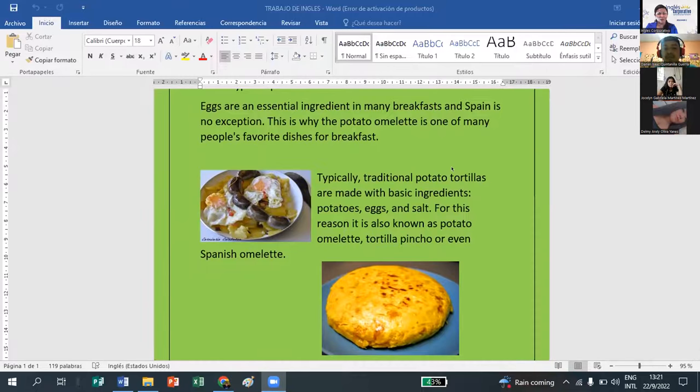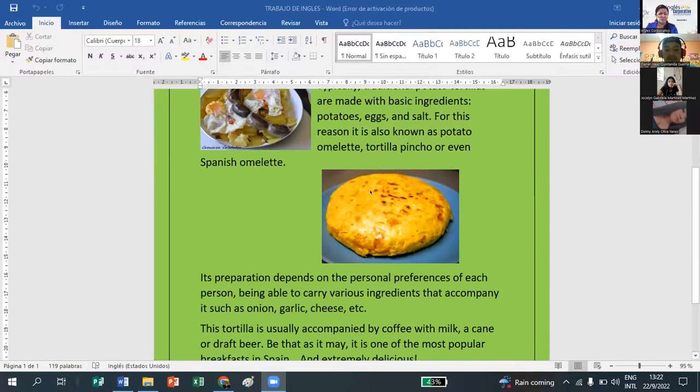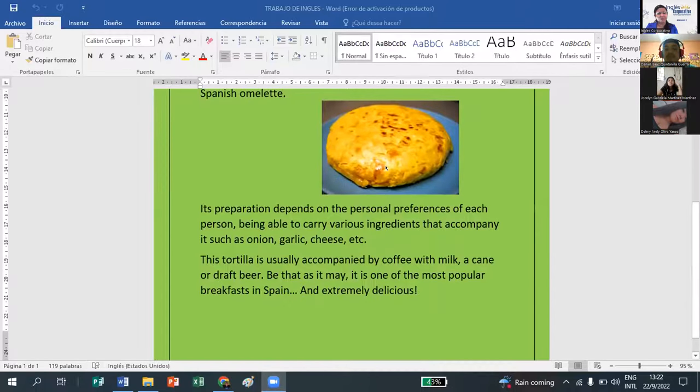For this reason, it is also known as potato omelette, tortilla, pincho, or even Spanish omelette. Its preparation depends on the personal preference of each person. It can carry other ingredients such as onion, garlic, cheese, etc. This tortilla is usually accompanied by coffee with milk or a kind of draft beer. It is one of the most popular breakfasts in Spain and extremely delicious.